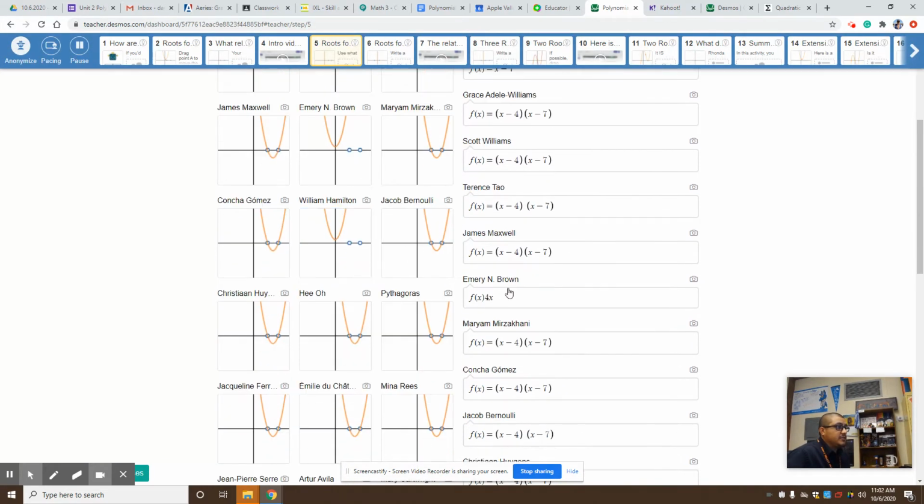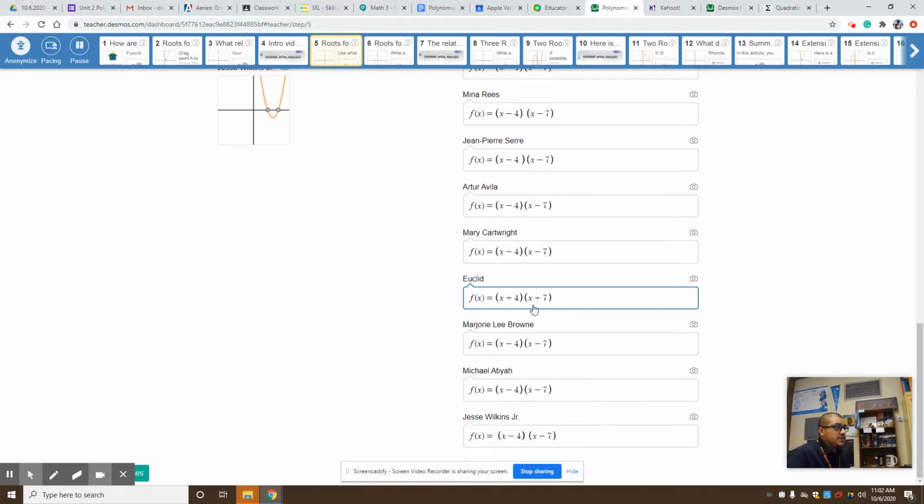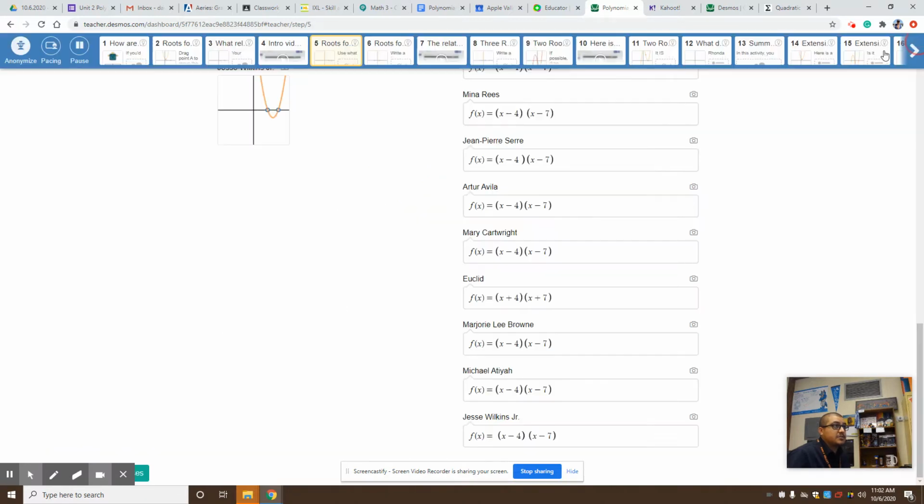Again, it looks like most students got it. This one, you put x plus 4, x plus 7, but because the x-intercepts are positive, you want to make these negative. It's always the opposite sign in terms of the x-intercept and the factors. So that's how you get it to match.